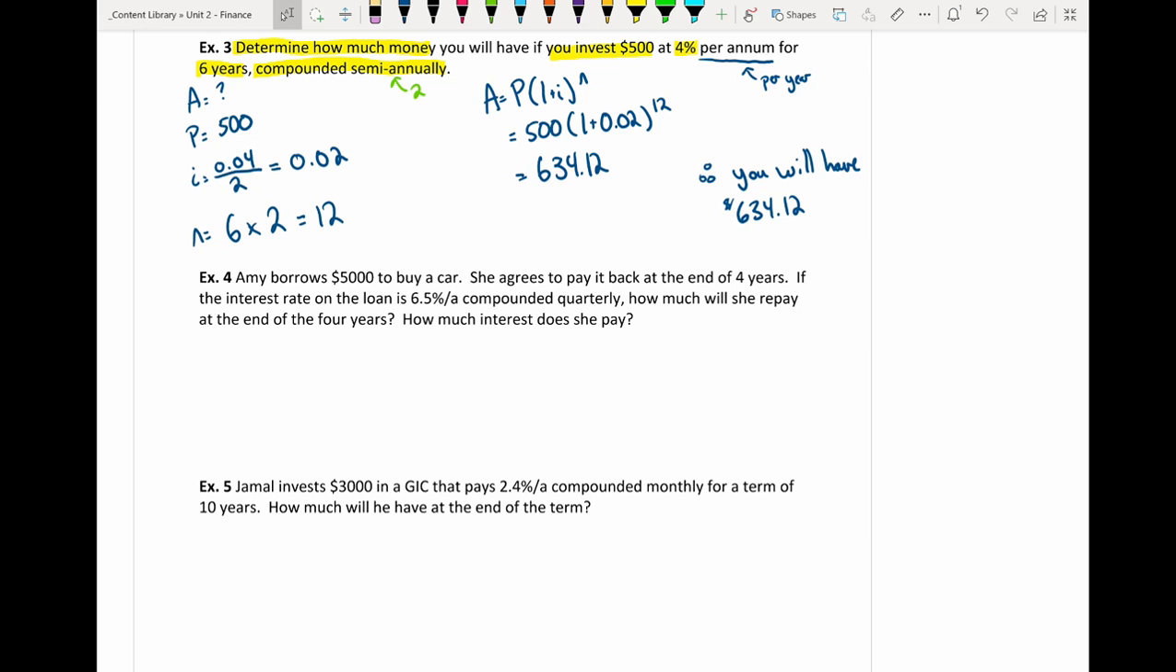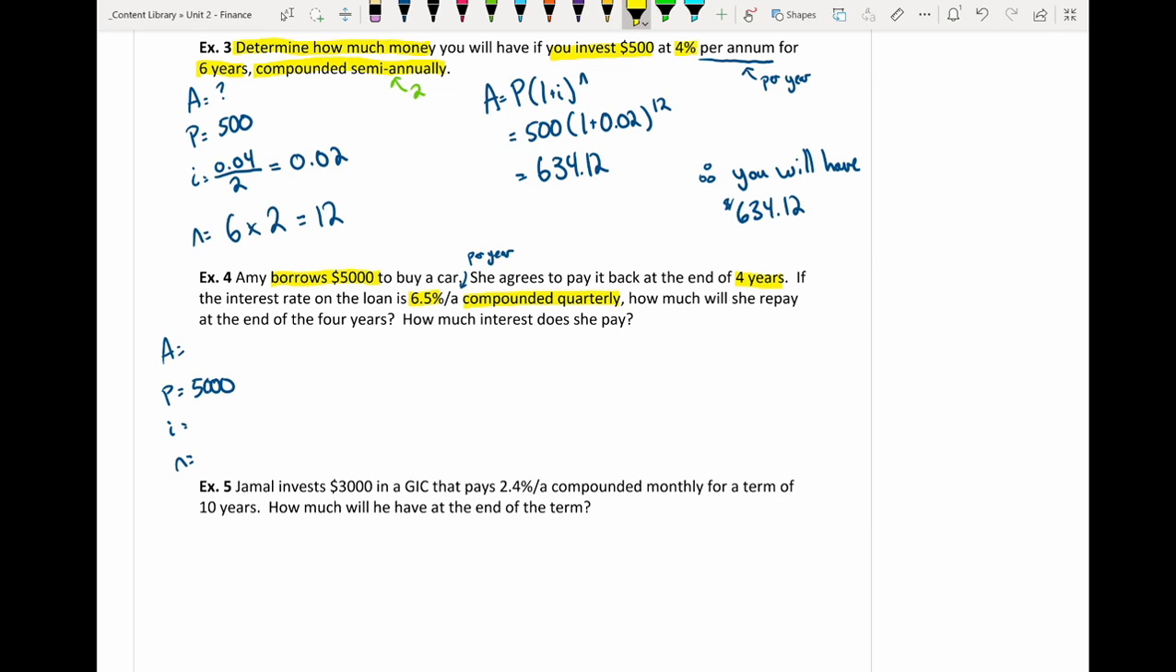So there's a couple things here. So first, she borrows $5,000 to buy a car. And again, we're going to want to start off with our A, P, I, and N. So our P value is 5,000 because that's how much we're starting with. She agrees to pay it back at the end of 4 years, so we know we're going to have to include that. The interest rate on the loan is 6.5% slash A. So again, this just means per year. So similar to the per annum, it's just another way it can be written.